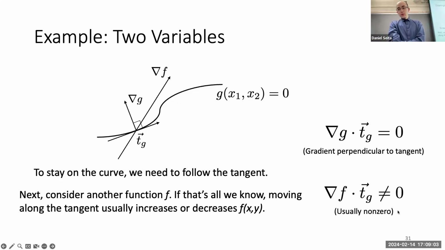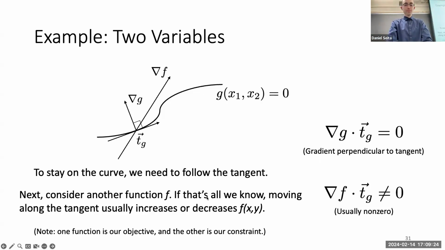While this is true, usually this is non-zero because f is some arbitrary function. When we evaluate it at some point x1 and x2, I didn't show this in the notation, but really this should be the gradient of g at some x1, x2. For notational reasons, we just ignored that here. And so we will normally have g be our constraint, and f is the objective.